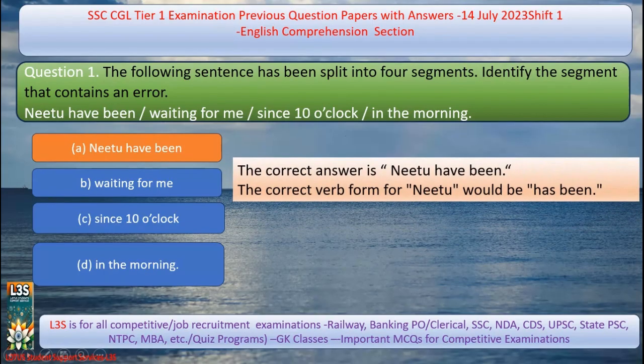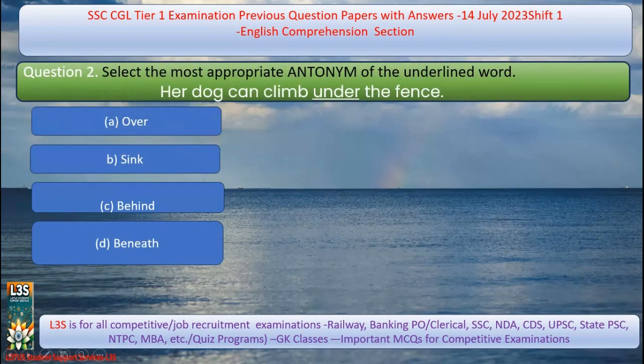Need to is third person singular number, and with need to, it should have been need to has been. That would have been correct. So the correct sentence should be need to has been waiting for me since 10 o'clock in the morning. So first part, need to have been is the correct option.